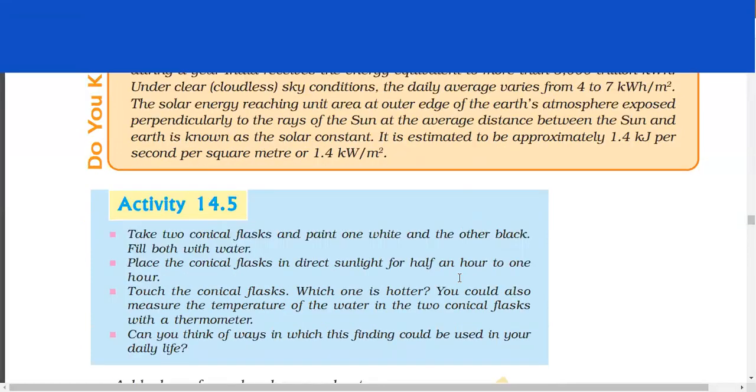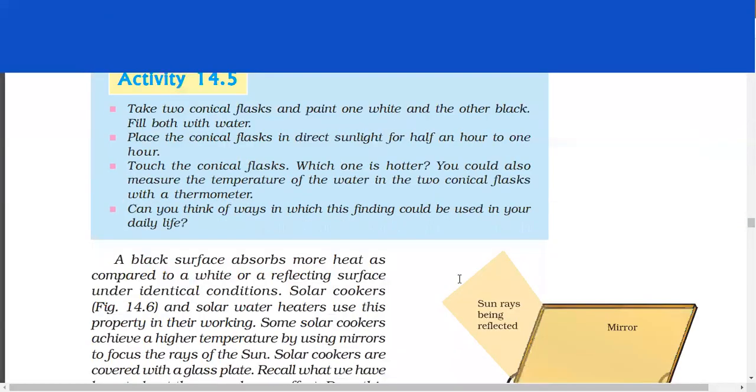Activity 14.5. Take two conical flasks and paint one white and the other black. Fill both with water. Place the conical flasks in direct sunlight for half an hour to 1 hour. Touch the conical flasks. Which one is hotter? You could also measure the temperature of the water in the two conical flasks with a thermometer. Can you think of ways in which this finding could be used in your daily life?